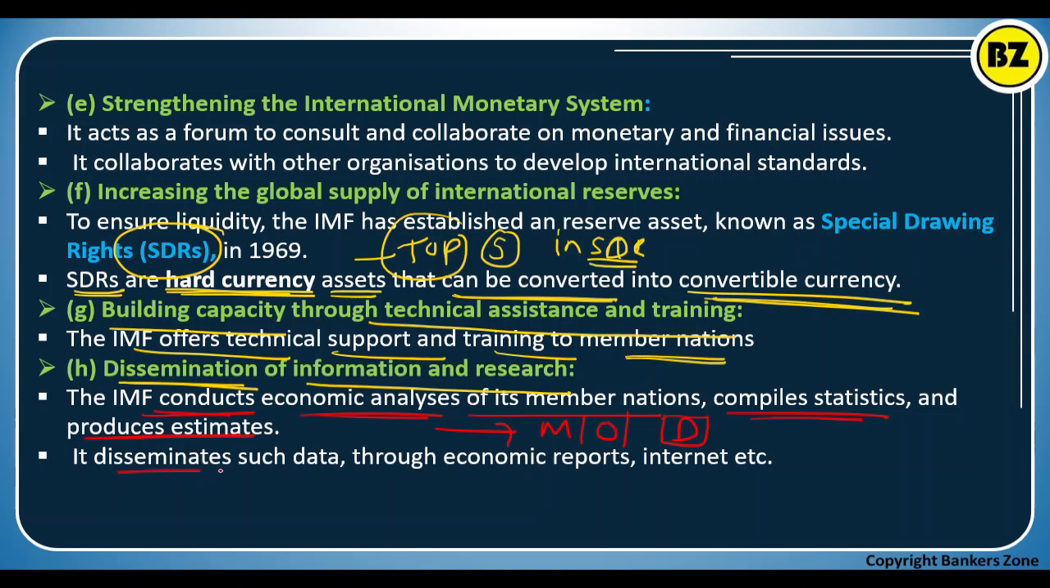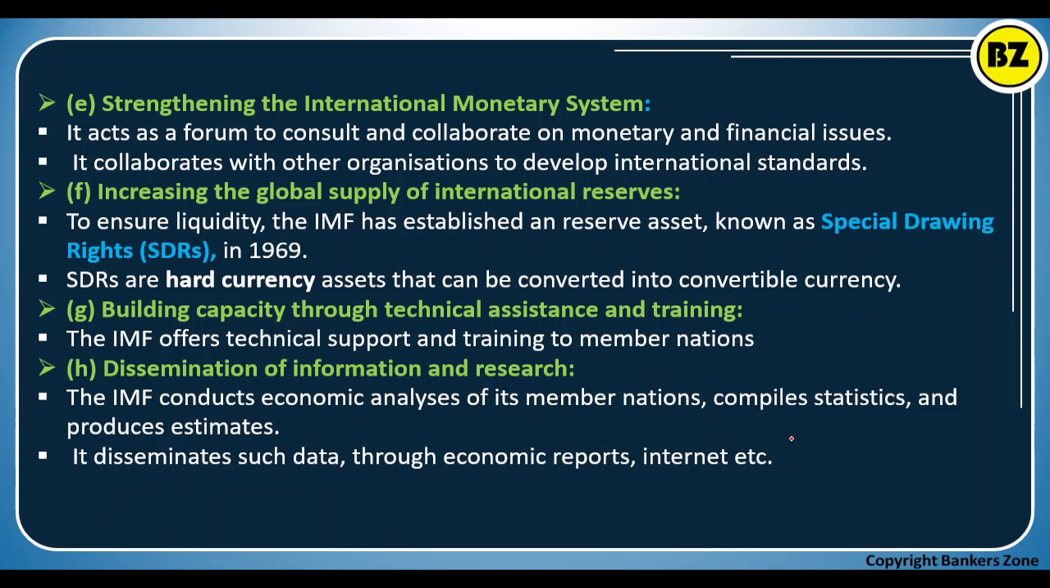Okay, and those documents they will disseminate as data through economic reports, the internet, or their website. So dissemination of information and research means whatever research, information or data analysis they gathered by observing their members, they will publish by way of reports, the internet or any media. So these are some functions.